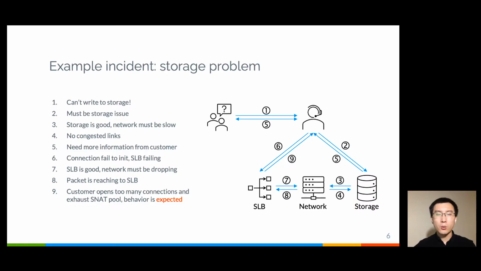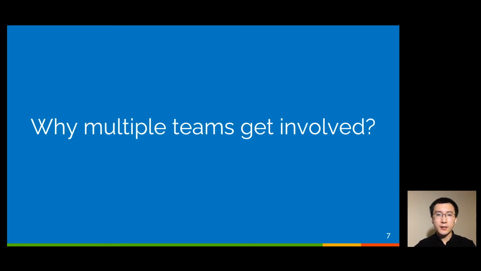We want to ask why. Why do multiple teams get involved in one incident? To answer this question, we studied 200 misrouted incidents in Azure in depth. To our knowledge, this is the first case study focusing on the reasons behind cloud incident routing problems. We found that there are three common reasons.